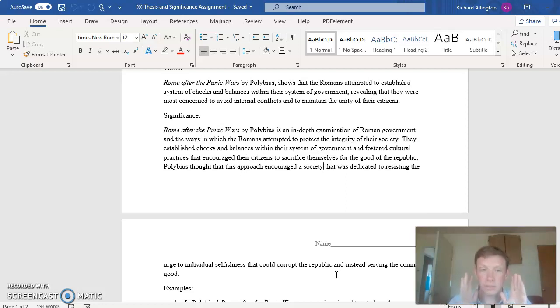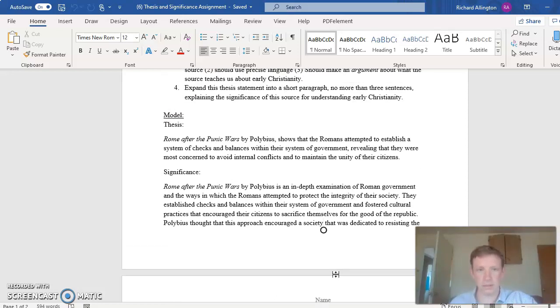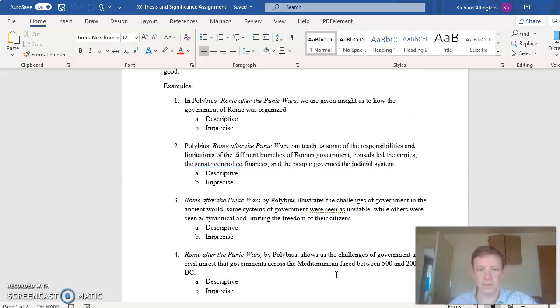Now, of course, in your papers, I expect your significance statements to be significantly longer than this. They should be at least half a page. But for this assignment, a short paragraph like this, about 3 sentences, will be just fine. So that's the first part of the assignment. Look at the model thesis and significance statement.